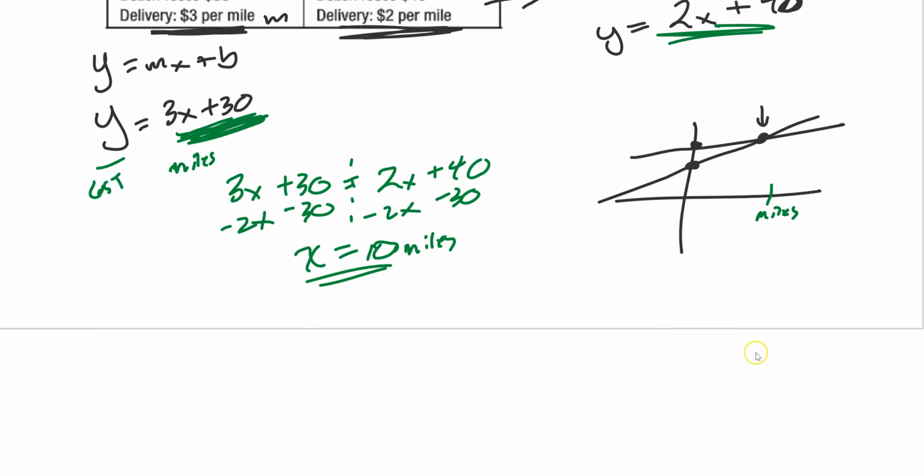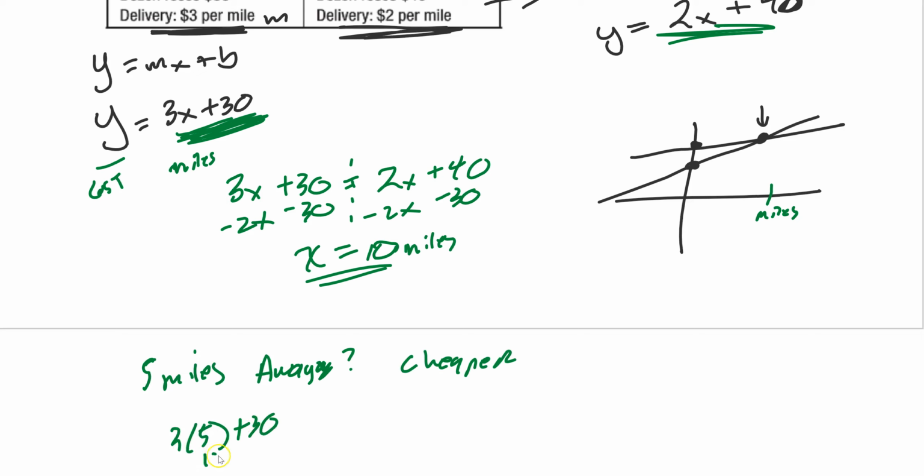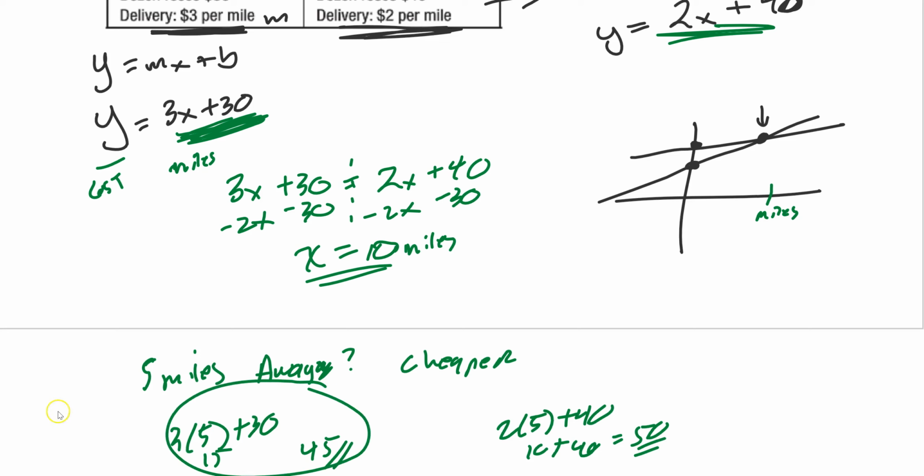Now, actually, what if I changed it? What if I live 5 miles away? Which one's cheaper? There's actually two ways you could do this. At 5 miles away, you just plug in 5 miles to each of them, right? Let's plug in 5 miles to both. I get 15 plus 30, which is $45. And over here at Flowers R Us, dumb name, I get 10 plus 40, which is $50. So Full Bloom will be cheaper.